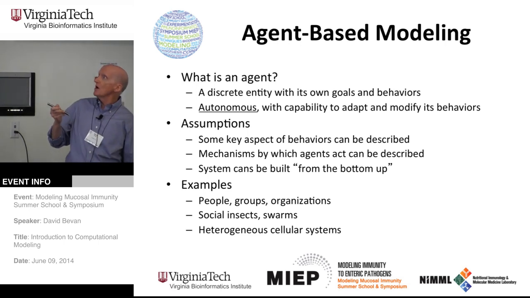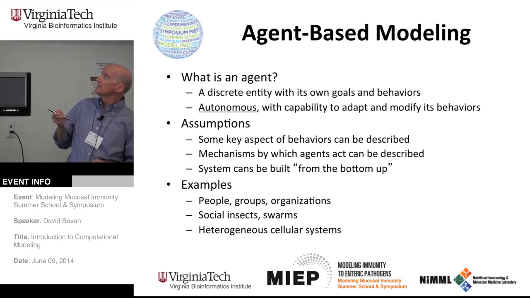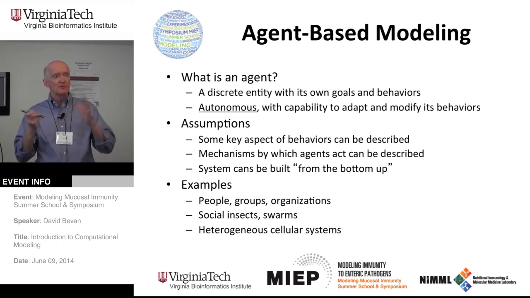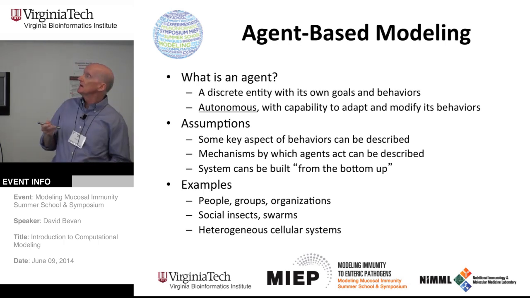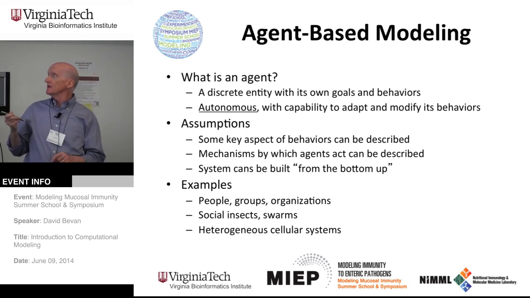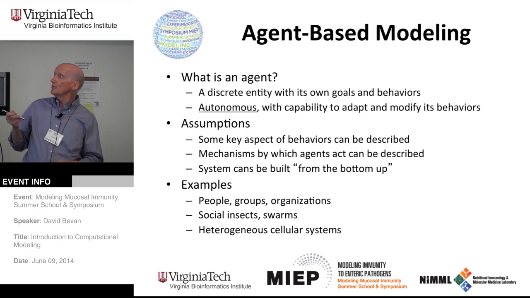So with agent-based modeling, you have agents, a discrete entity. It's got its own goals and behaviors, and those can change. It's really autonomous, and so it can adapt, modify its behaviors based on things that are happening in its environment. There are certain assumptions you make as part of this in terms of being able to describe some of these behaviors and so on, but that's really the rules that you're applying in these models. And in this case, the systems can be built from what we say the bottom up. You can think about all the components that are part of this and develop rules.